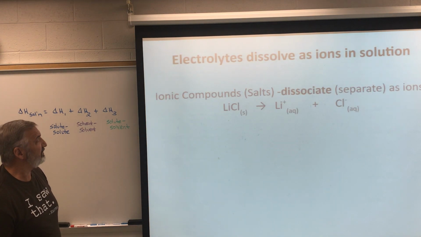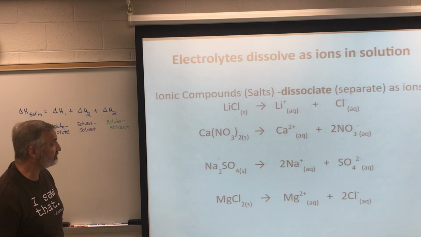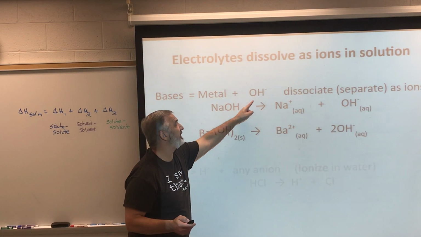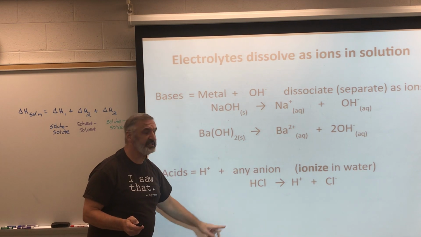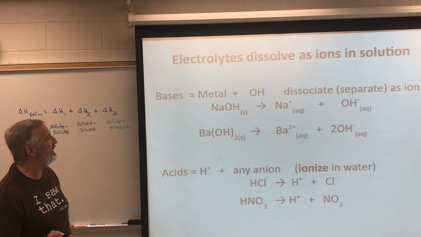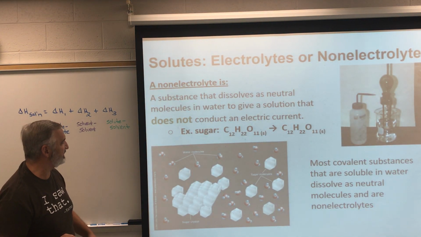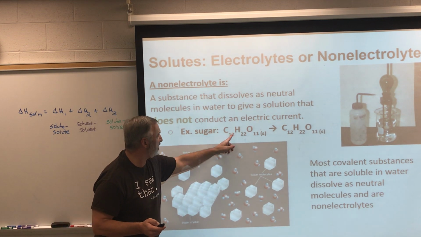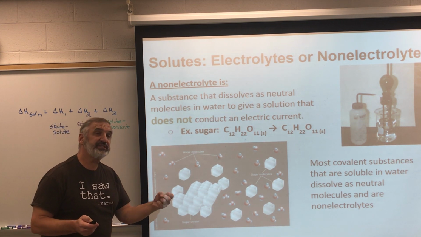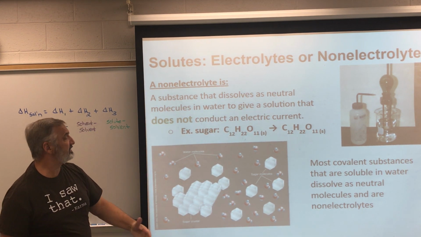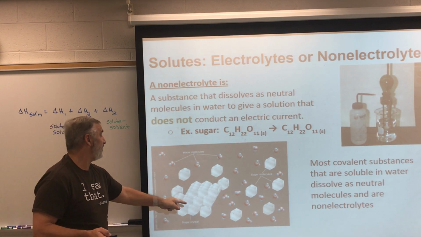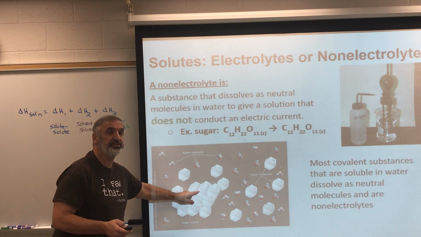Now, we went through all these examples of how ions dissolve, and a base, remember, has the hydroxide ion, and an acid has the H plus ion. Those are the things that dissolve as ions in solution, compared to covalent substances like sugar that don't break apart; they dissolve as neutral molecules. That's real important. So electrolytes dissolve as ions, covalent compounds dissolve as neutral molecules. Ions in solution will conduct electricity, neutral molecules will not.